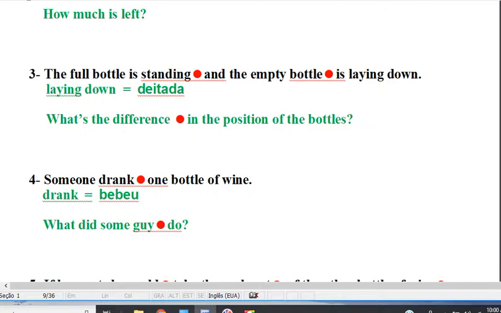Question. What's the difference in the position of the bottles? In the position of the bottles. What's the difference in the position of the bottles? Well, the full bottle is standing and the empty bottle is laying down.